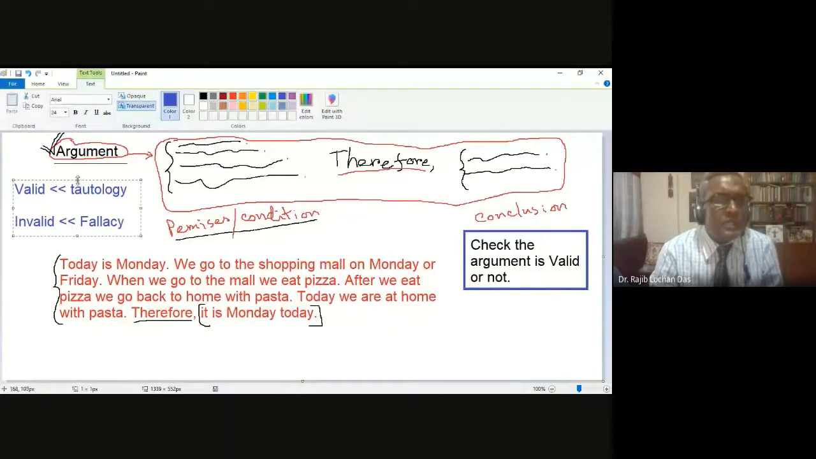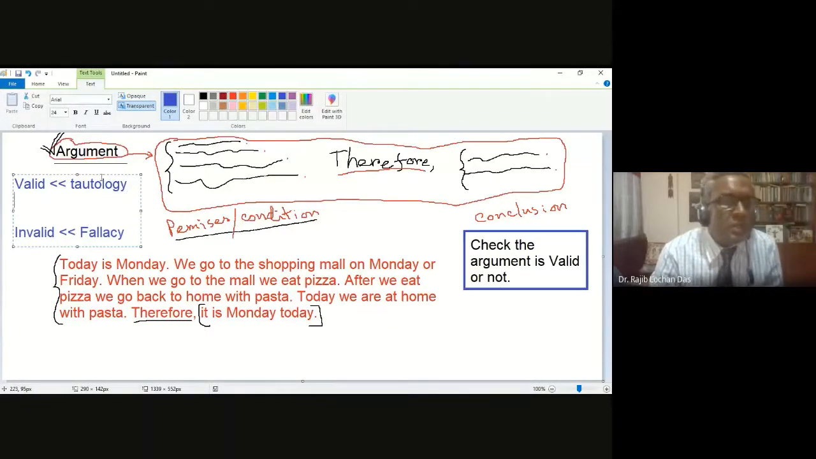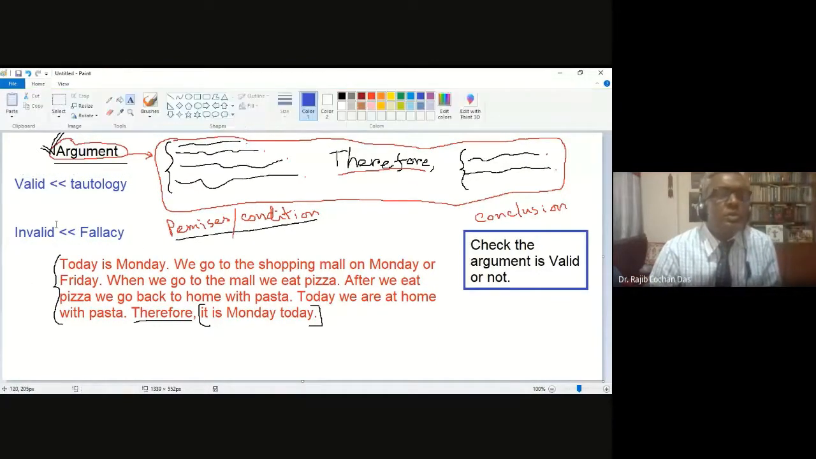And what I am saying is, there may be another state in between which is not valid, not invalid. We do not know whether it is a tautology or a fallacy. So in that case, we call the argument not valid, but not invalid also. We are not sure. So we can say not valid, that's all.